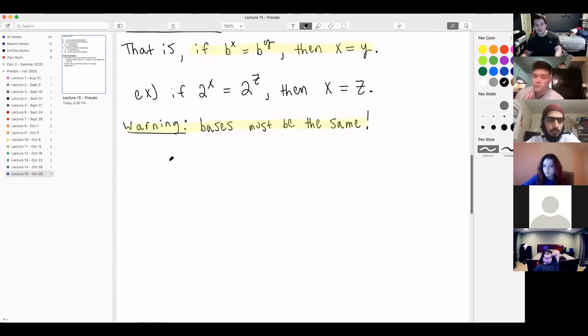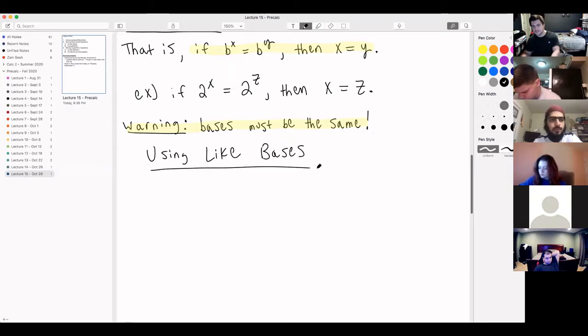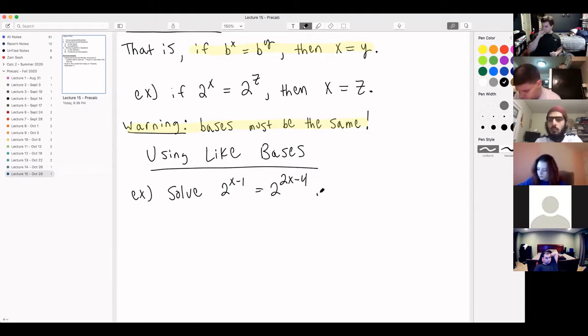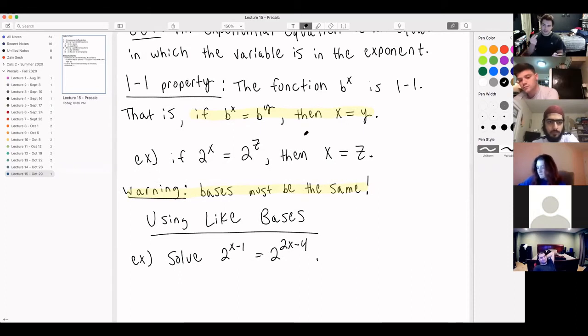All right, so here we go. Here we're going to do the method of using like bases. So here's a new heading. Using like bases. All right, example. Solve 2 to the x minus 1 equals 2 to the 2x minus 4. That's the question. Okay, so here we go. We're going to use the one-to-one property off the bat.